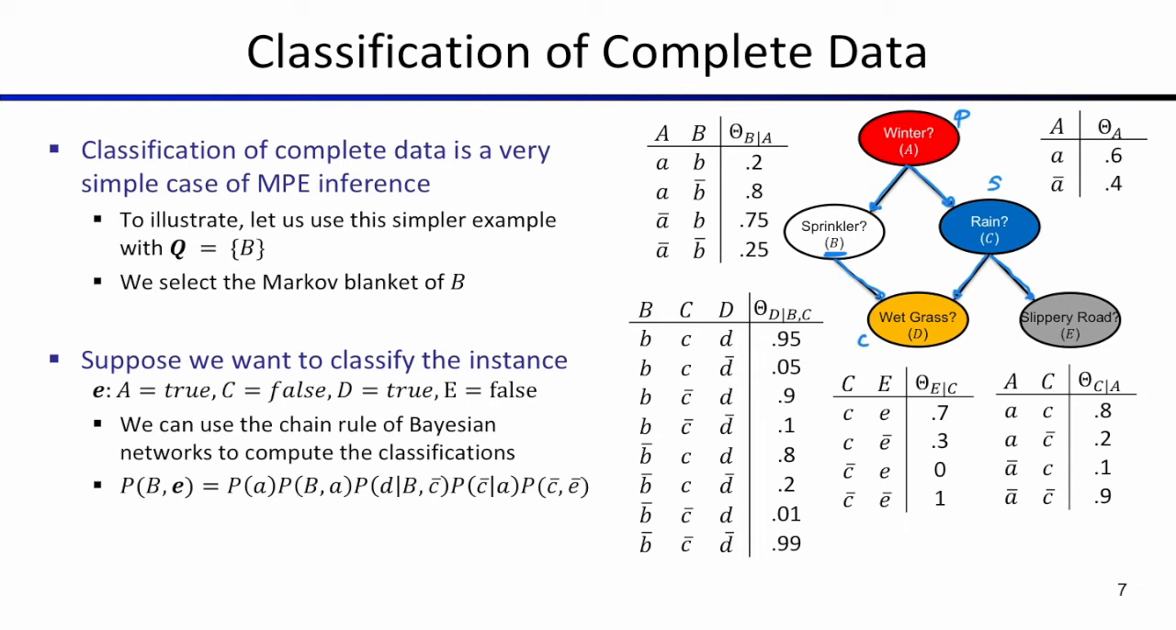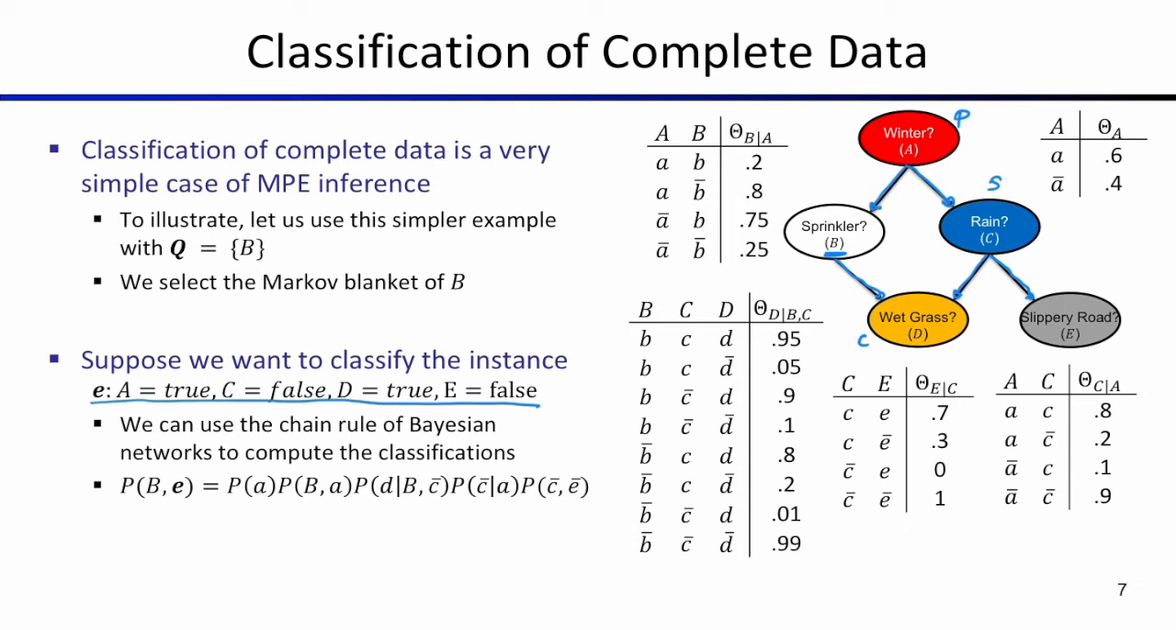So let's suppose now that we're going to make the classification, and that's going to be a very simple case of an MPE inference. So let's suppose that this is our evidence. Remember that we are using the complete case, so we have an instantiation for each variable but b. So in this case, a is going to be true, c is going to be false, d true, and e false. And when you compute the probability of b and see what is the most likely value, it's going to be true or false.